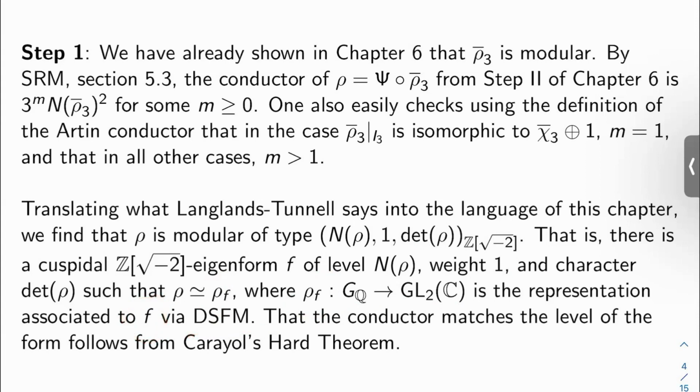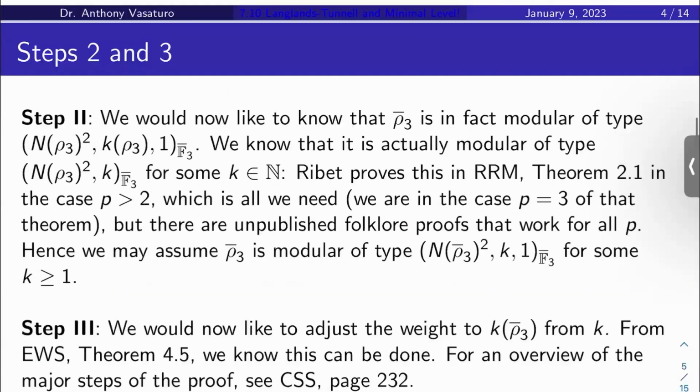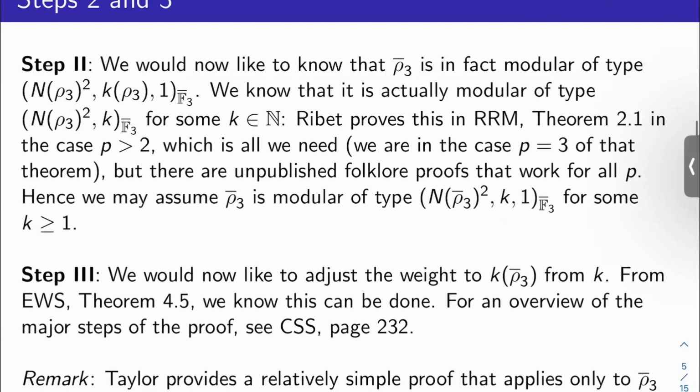All right, that the conductor matches the level, by the way, is actually hard. That follows from Carayol's hard theorem, which I think I cover in chapter 20 of my notes much later. Okay, so we're basically modular of weight 1 and the determinant is the character. So we want to do better than that.